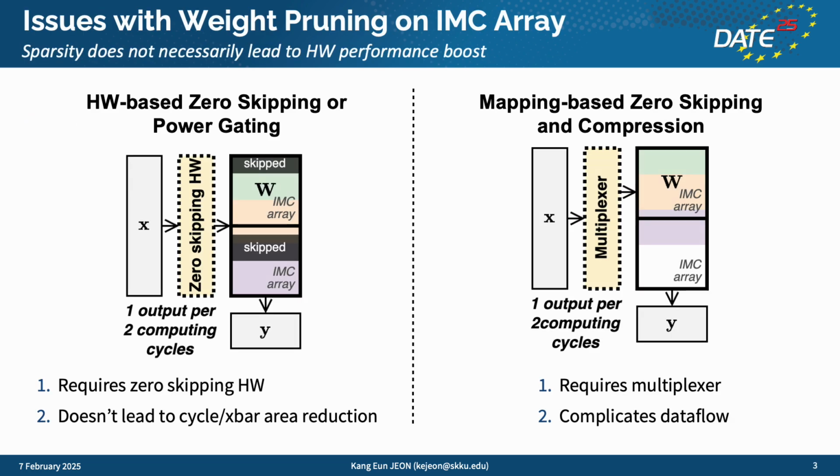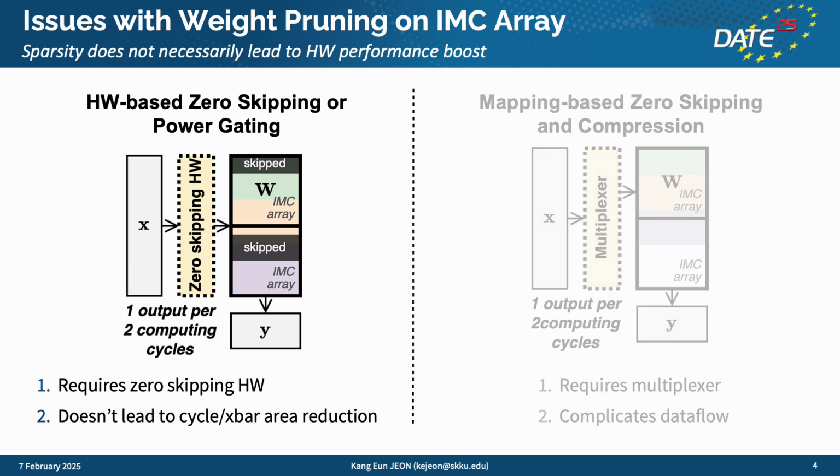Of course, DNN computation in IMC arrays can be further accelerated by adopting the latest model compression techniques, such as pruning. However, sparsity generated by these pruning techniques often does not lead to hardware performance boost and requires specialized hardware support. Here are some examples for IMC arrays.